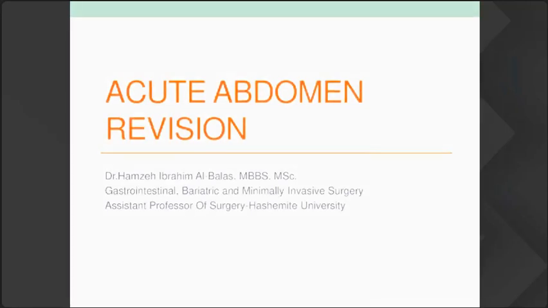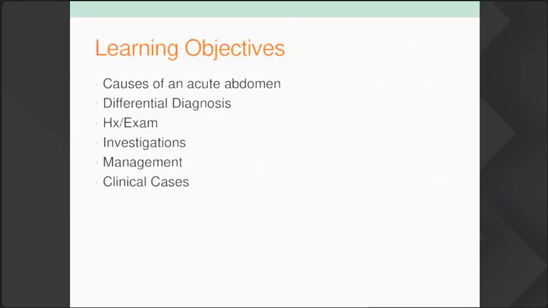We make a small revision about some important topics that may come in the exam and in real life. Our surgical objective is the causes of acute abdomen, surgical causes, and the differential diagnosis, and the most important points in history and exam. Also, we will give some points on investigation and management for acute causes and management.